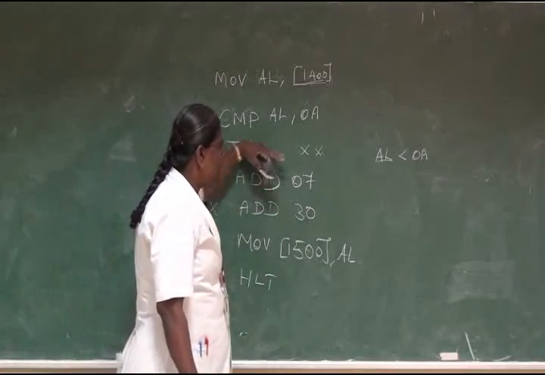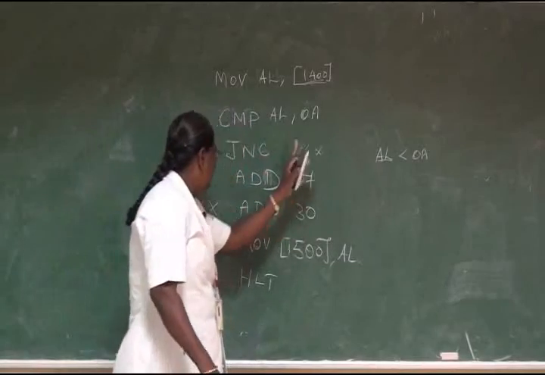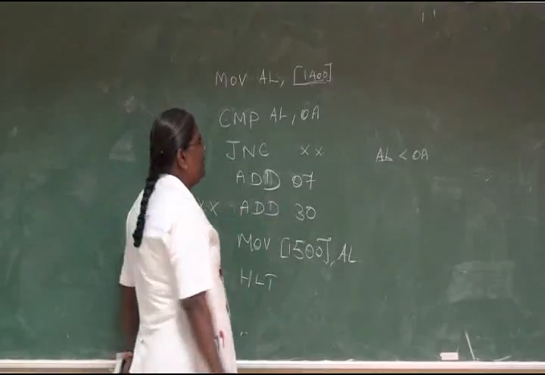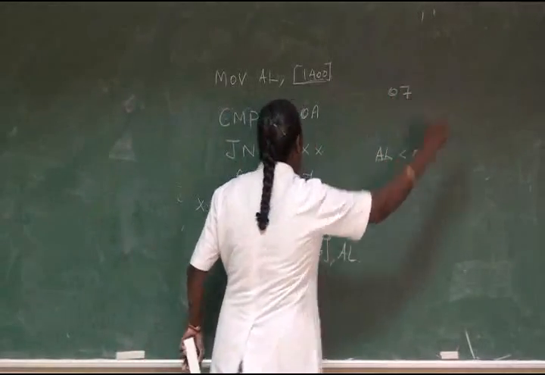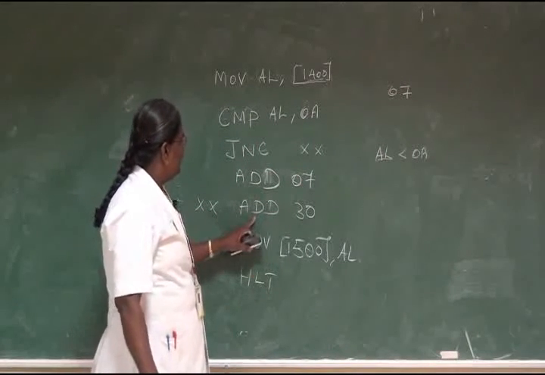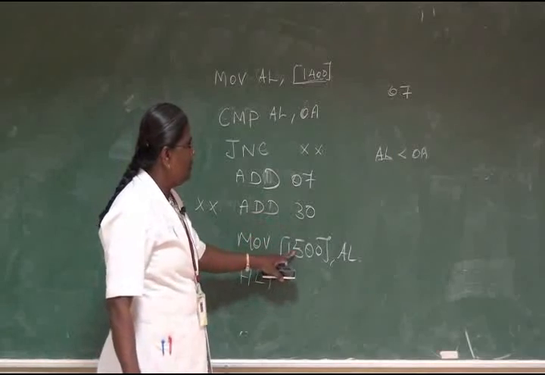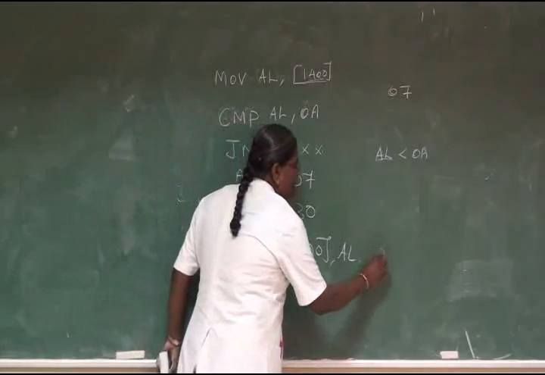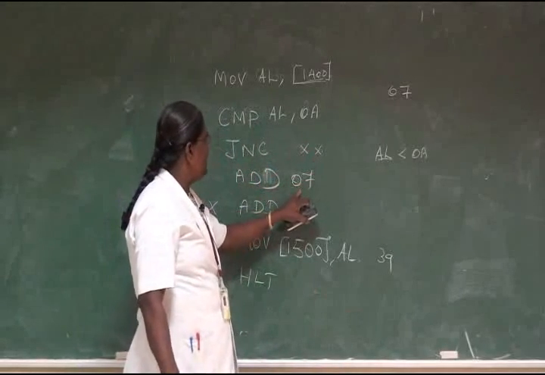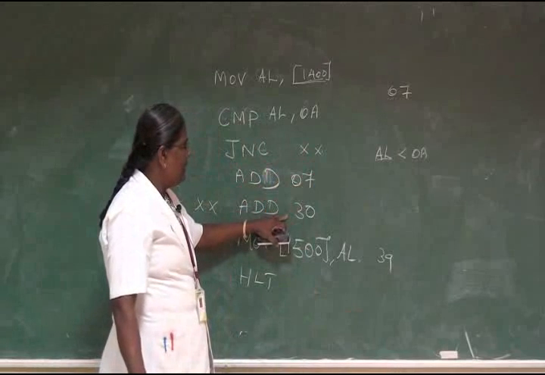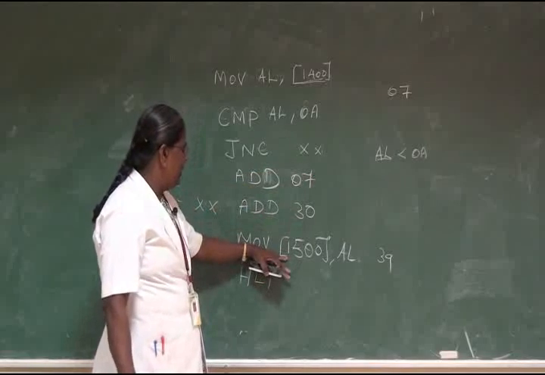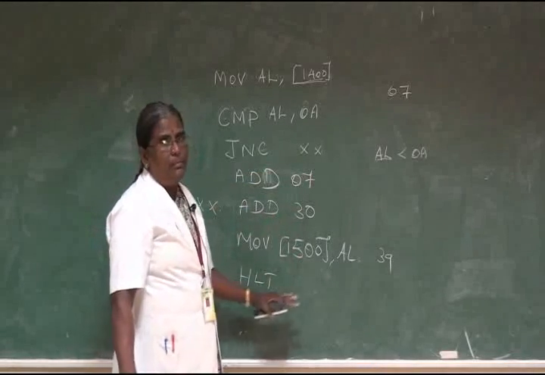So here, jump on no carry means the accumulated data is less, so the control will be transferred to this state, add 30. So 30 is added. Suppose you give the data as 07, it will check, then it will go here. Then add 30, and the result is stored in the accumulator. That is 39, the result 39 is stored here. If it is greater, then 07 is added, then 30 is added. So totally 37 is added, and the result is stored in 1500. Then terminate the program.